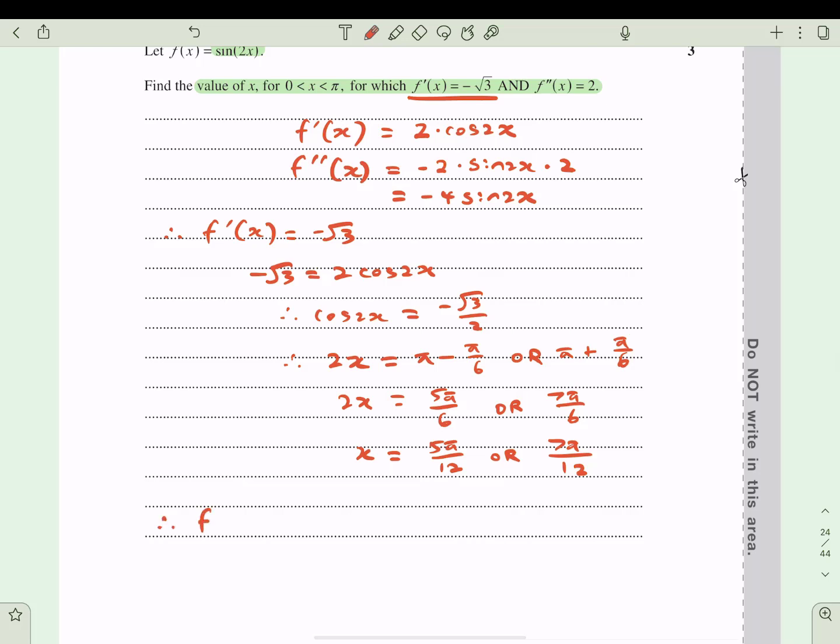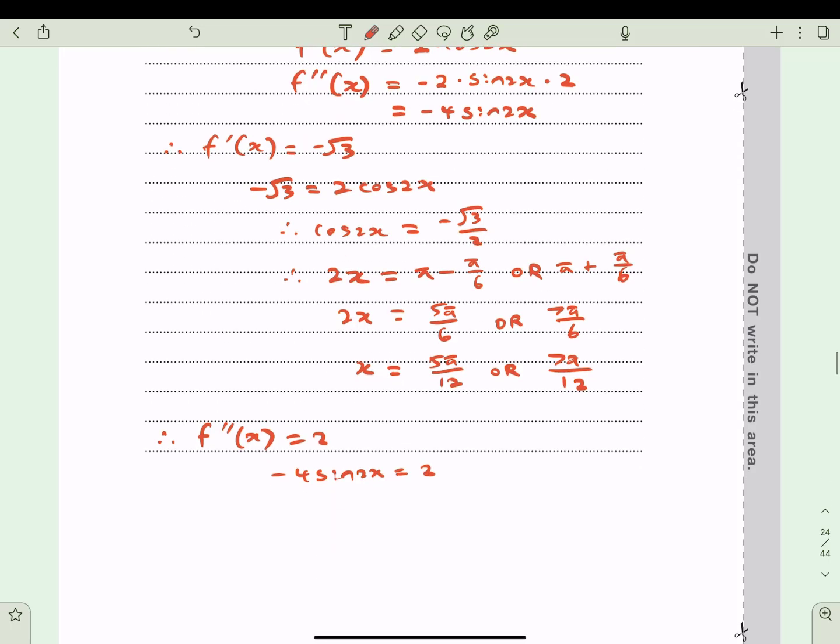Next, we are also told that f''(x) is equal to 2. So what that means is negative 4 sine 2x is equal to 2. And if you divide both sides by negative 4, sine 2x equals negative half. Once again, recalling our exact values, we should remember that sine pi on 6 equals half. And since the value of sine 2x is negative here, it must be in the third and fourth quadrant.